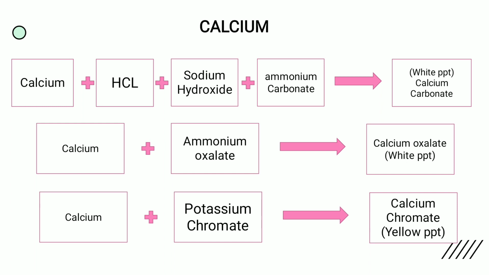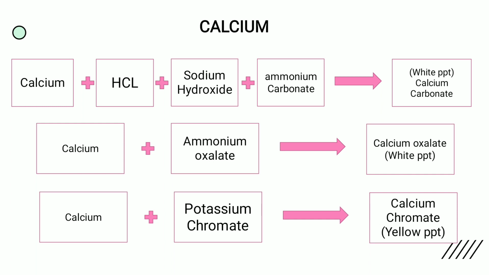Next is the calcium. Here the calcium is in HCl and sodium hydroxide. Why? Because the calcium salt is dissolved in HCl and neutralized by the sodium hydroxide, and then it is treated with ammonium carbonate. On shaking there is a white precipitate. There is no boiling.